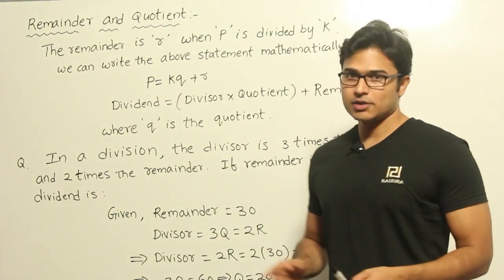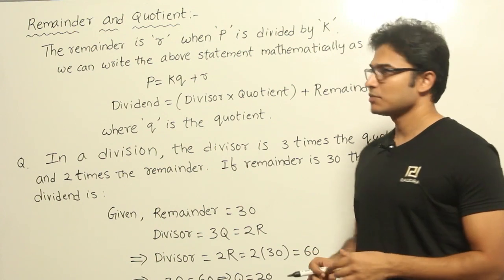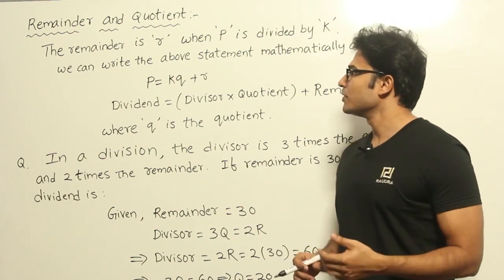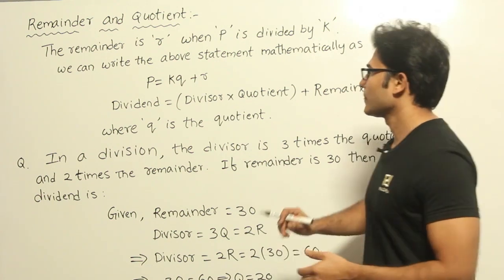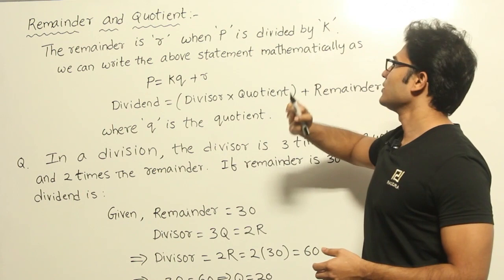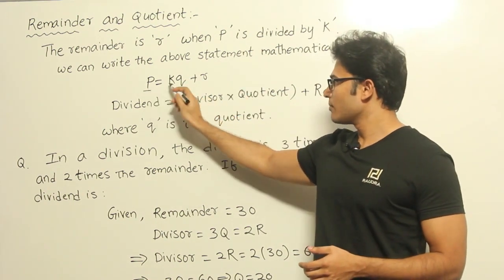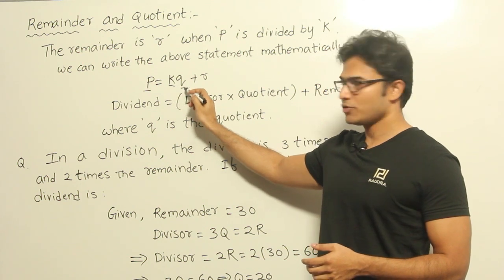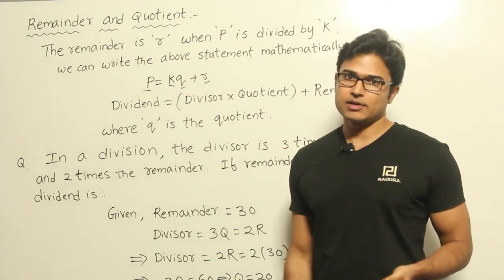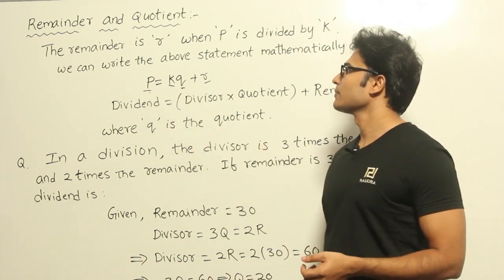Let's quickly go through some terminology first and then we shall solve a problem on it. You might have forgotten this terminology, I'm just revising it. Now, what is remainder, what is quotient, what is dividend, divisor, all this. The remainder is R when P is divided by K. Then we can write it like this. If you are going to divide P by K and Q is the quotient, and R is the remainder, mathematically you can write it this way. Which means P is equal to K into Q plus R.